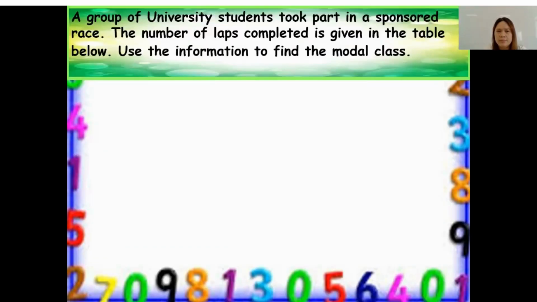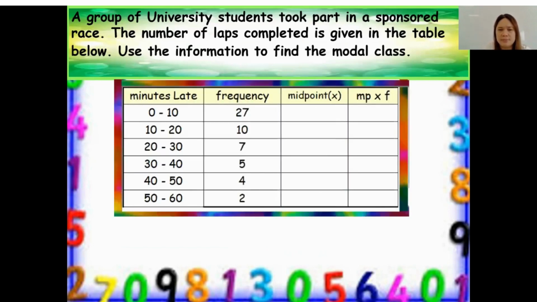So let's have another example here. A group of university students took part in a sponsored race. The number of laps completed is given in the table below. So use the information to find the modal class.